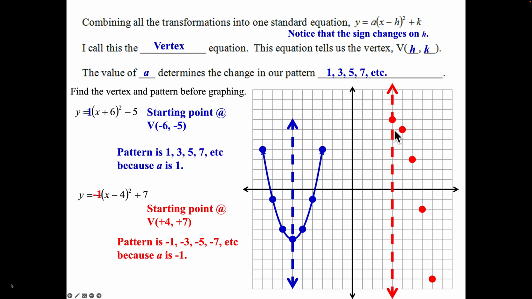Line of symmetry, you're more than welcome to put in a dashed line. Flip it. 1 right, 1 left. 2 right, 2 left. 3 right, 3 left. 4 right, 4 left. There's my problem. This has to be a curve. These can be straight lines, arrows at those endpoints.